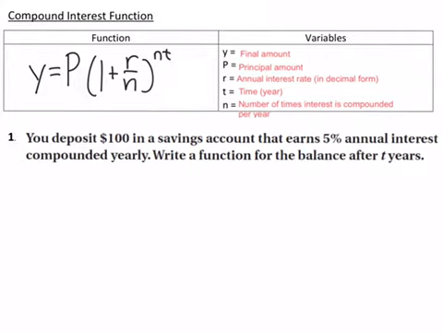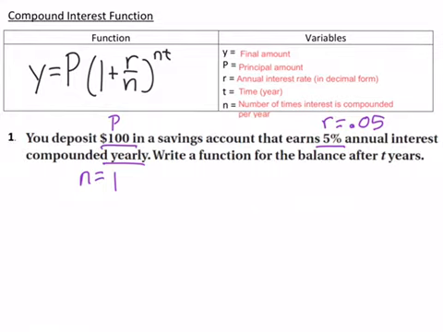So let's start with this first equation to start plugging things in. It says you deposit $100 in a savings account and it earns 5% annual interest and it's compounded yearly. So write a function for the balance after T years. All we're going to do is plug in what we know. Well, the 100 is our principal amount. That's the amount that we initially put into our account. 5% annual interest, well, that's going to be R, except we have to put it into decimal form, so it's 0.05. And then if it's compounded yearly, well, that's going to be our N, the number of times it's compounded per year. Well, since it's yearly, it's 1. So we're going to plug in what we know.